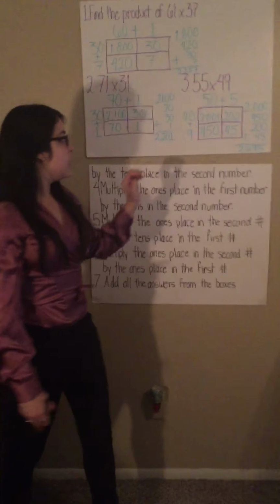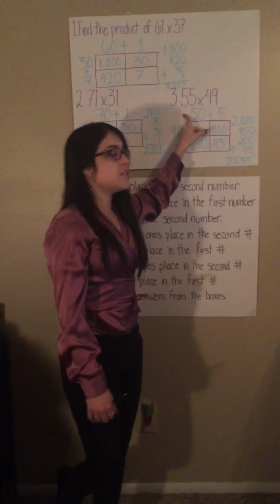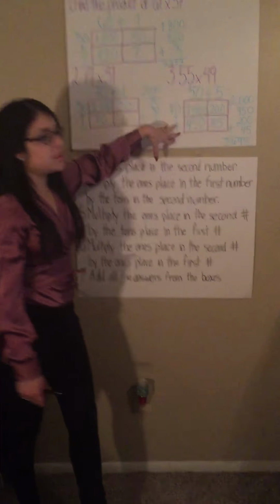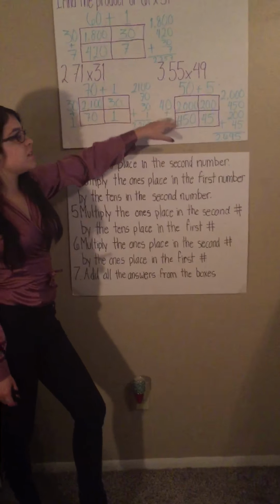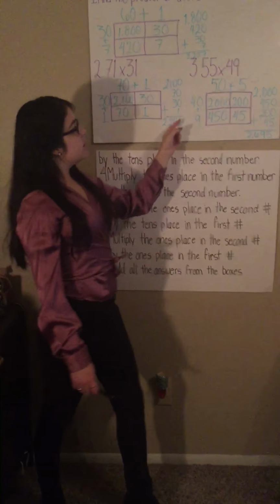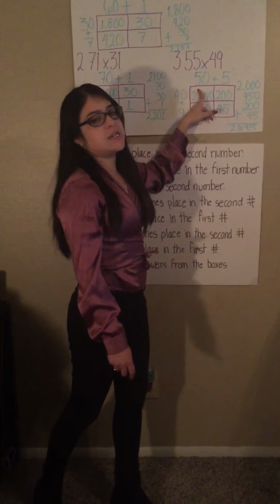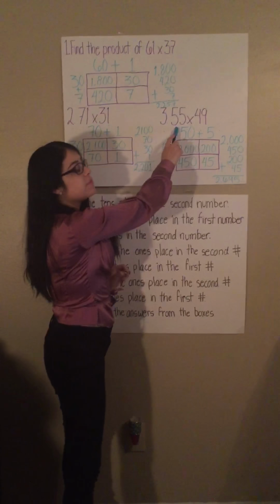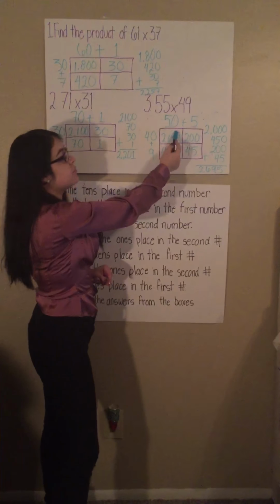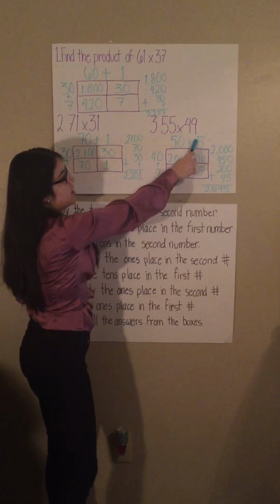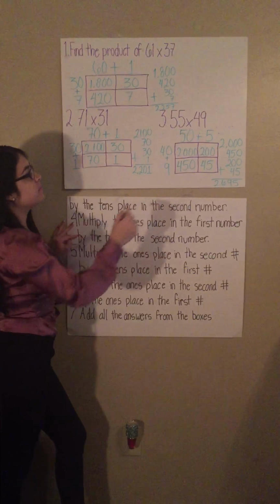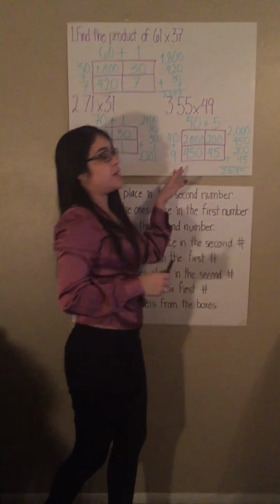And then for our last practice problem, which is 55 times 49, we do the same thing. You can do the box first. And then you do the expanded notation. So the first number is going to be 55. So we do 50 plus 5, and then our second number, which is 49. So we do 40 plus 9, and now you have to multiply.